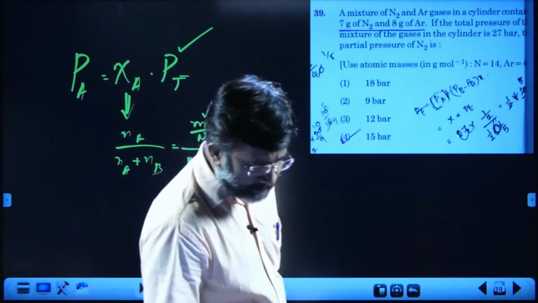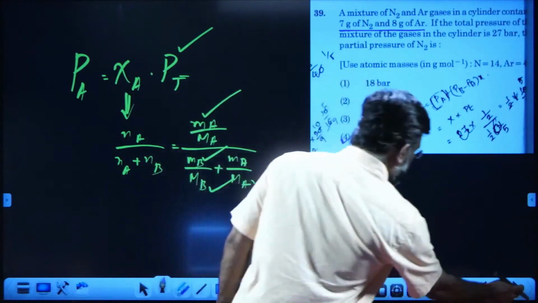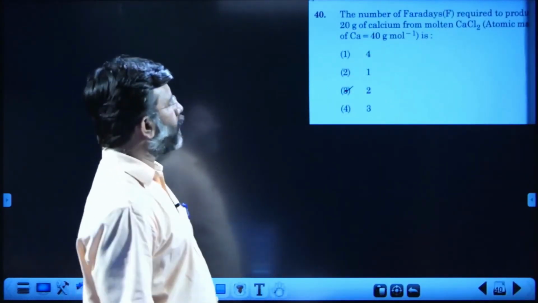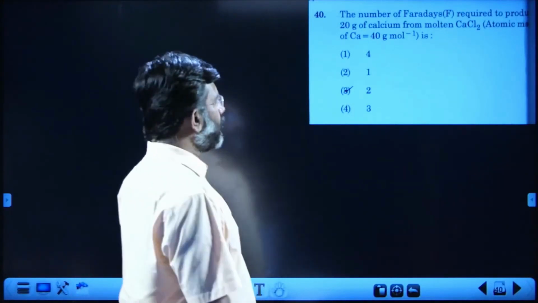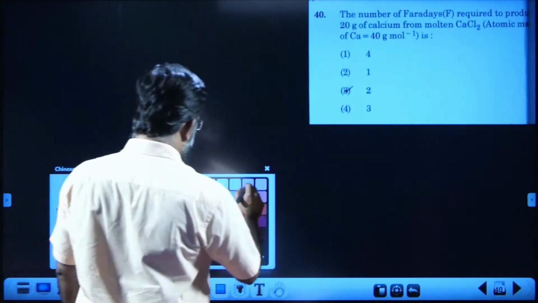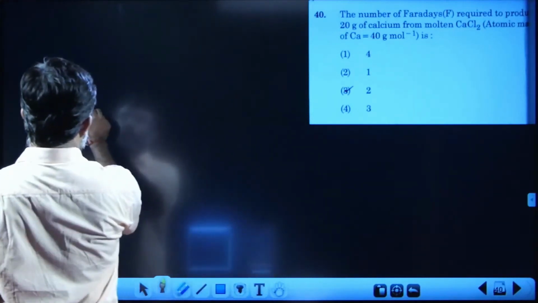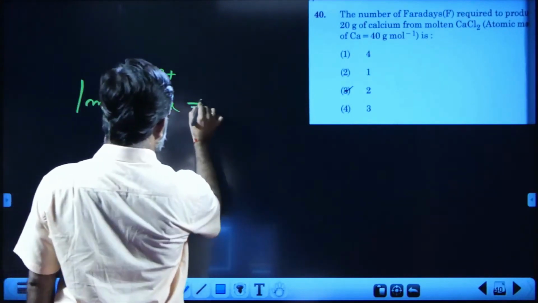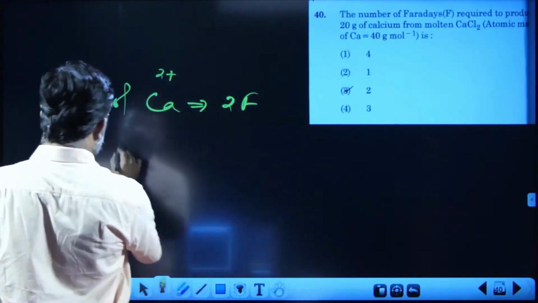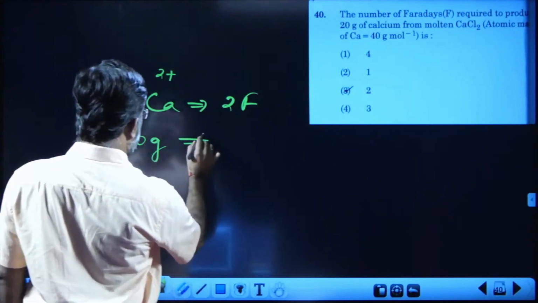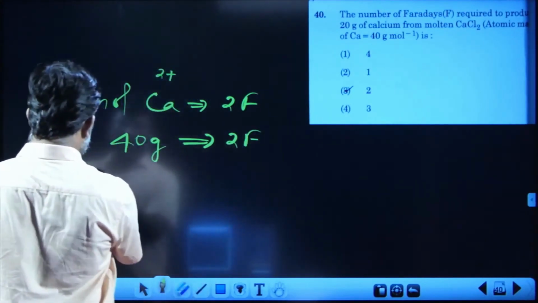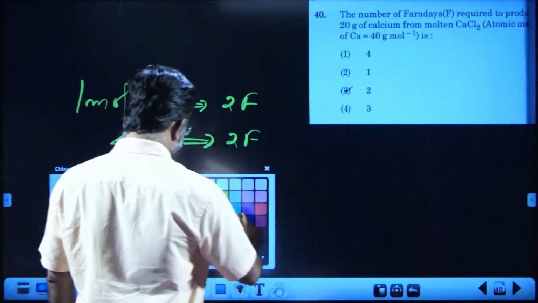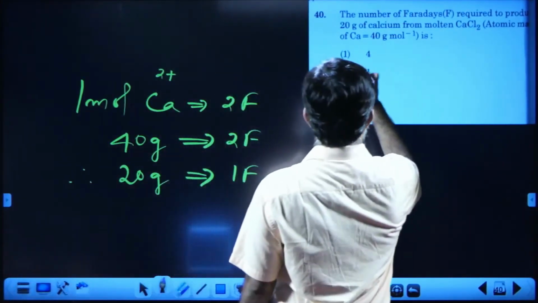You will get the correct answer as 15 bar, fourth choice. Question number 40. Number of Faraday required to produce 20 gram calcium. All of you have learnt 1 mole calcium. Calcium is a divalent species. You need 2 Faraday. 1 mole calcium means 40 gram. You need 2 Faraday. Therefore, 20 gram, you need 1 Faraday. Simple point. The answer is second choice.